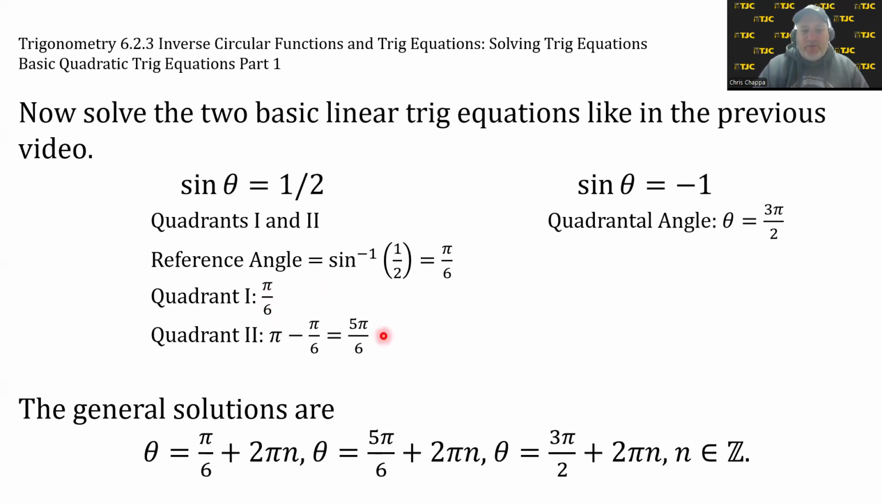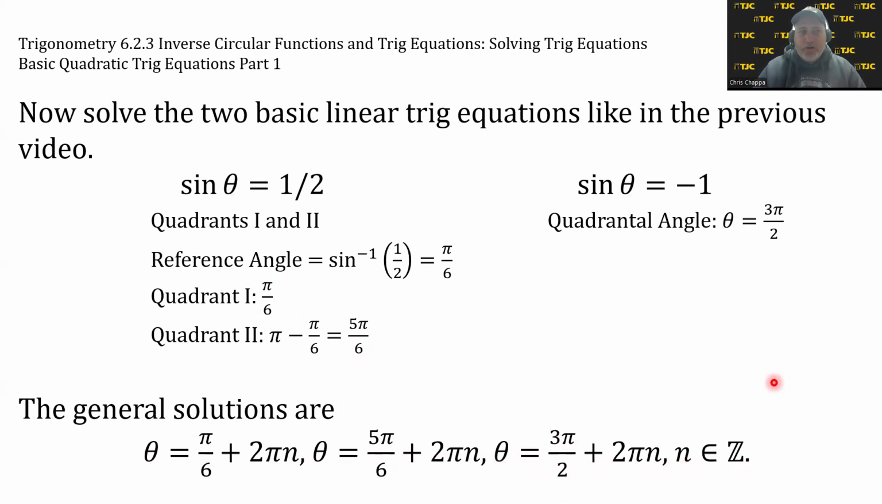Now that we have our specific solutions of pi over 6, 5 pi over 6, and 3 pi over 2, the general solutions are theta equals pi over 6 plus 2 pi n, theta equals 5 pi over 6 plus 2 pi n, and theta equals 3 pi over 2 plus 2 pi n, where n is an element of the integers.